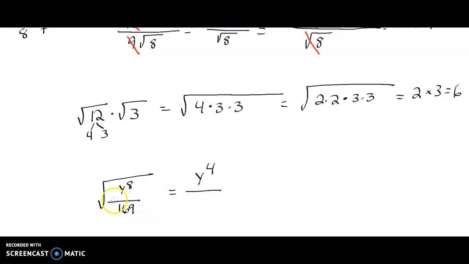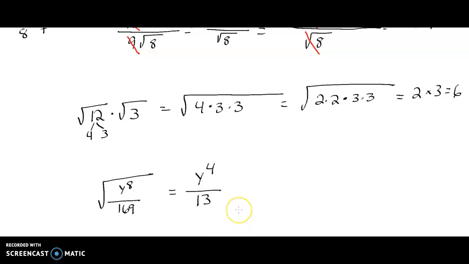And I know that 169 is 13 times 13. So I can take that out of the square root, which gives me a 13. So that's how we go about multiplying and simplifying our radicals.